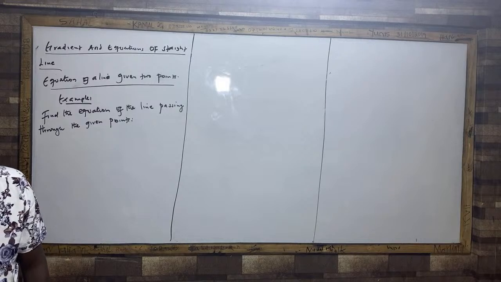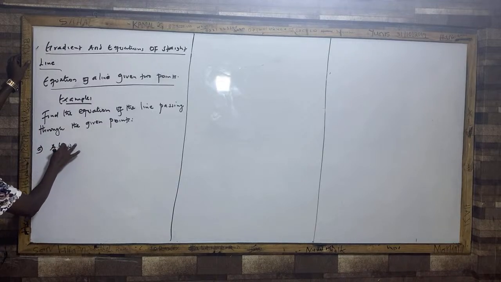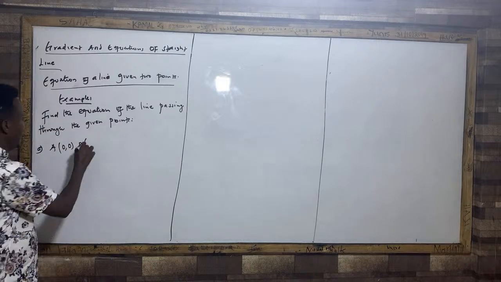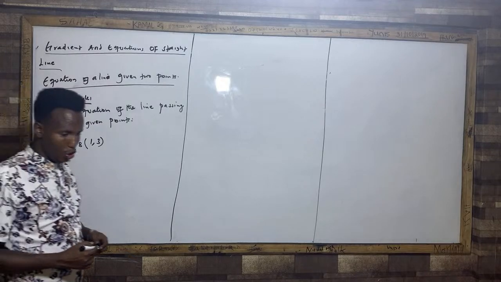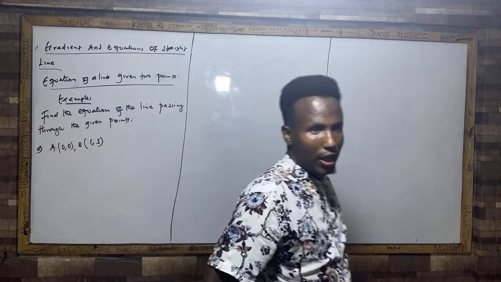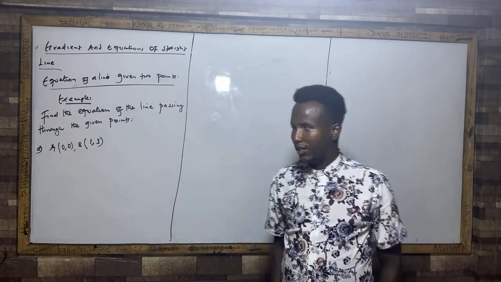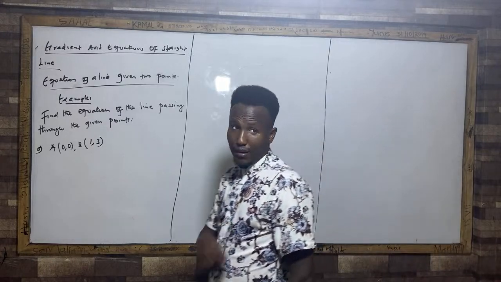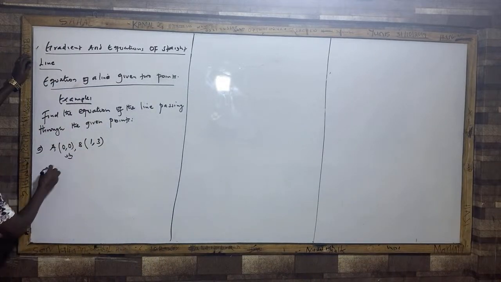Now let's see this one. We have A, 0, 0, comma B, 1, 3. So when you want to get the equation of a line given 2 points, this is the procedure. The first thing you're going to do is get the gradient of the line, and you have learned this. Now, without wasting time, coming to the solution.